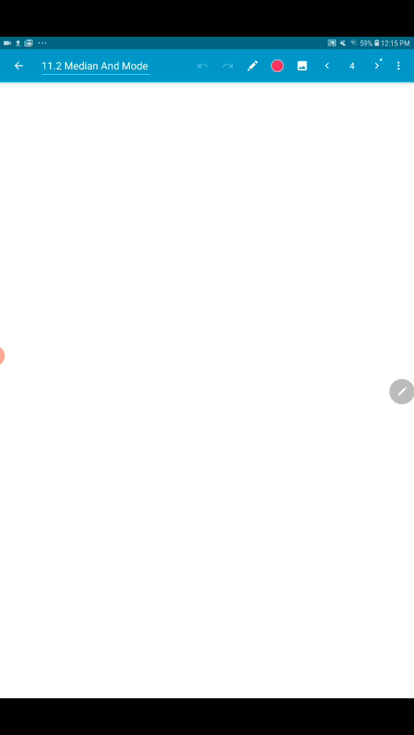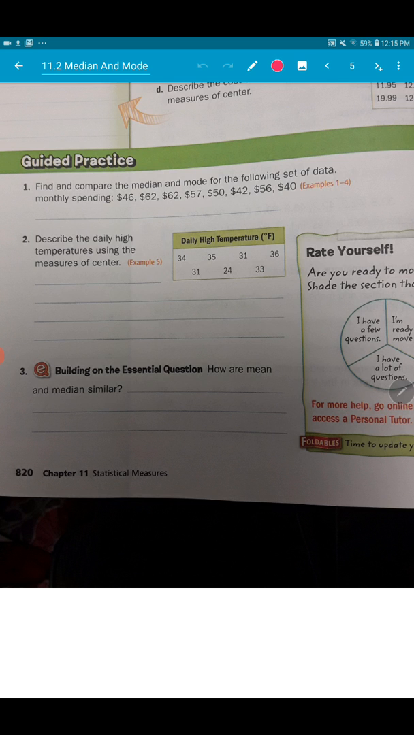Okay, so I'm going to go ahead and I want you to flip the page. I want you to try some guided practice problems. So I want you to do number 1 for sure. And then number 2, I'm changing it up a little bit. I want you to find the mean, median, and mode. Then I want you to see which one is the greatest. So I'm going to say, which is greatest?